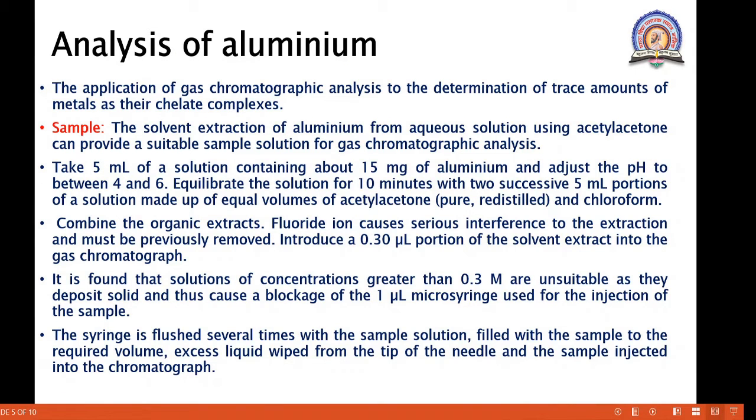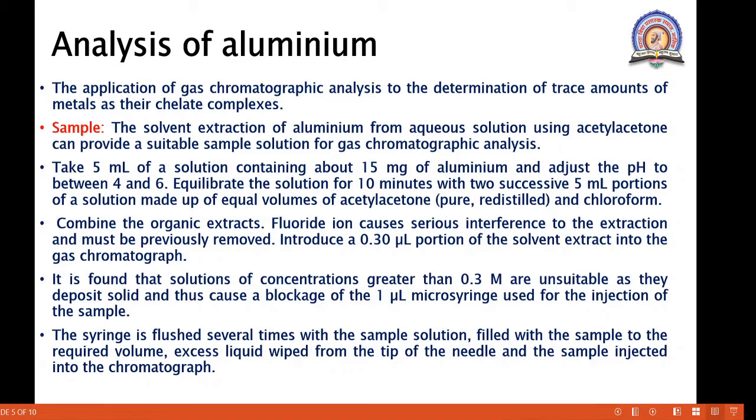Then after that, the next point is the analysis of aluminium. The application of gas chromatographic analysis is to the determination of trace amounts of metals like aluminium as their chelate complexes. For that, the sample is prepared and then that sample is used to determine the presence of aluminium.